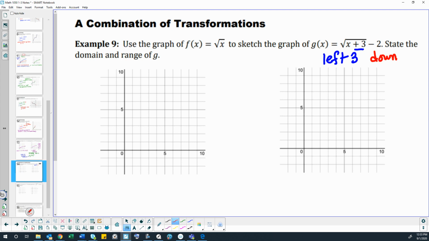Yep. Okay, so here's what I want you to work on right now for me, is to figure out where the points are going to be. So the points we've been using for this graph, we plugged in 0, we got 0, we plugged in 1, we got 1, we plugged in 4, we got 2, we plugged in 9, we got 3. So find the corresponding points for me after you do this. Okay, work on that right now.